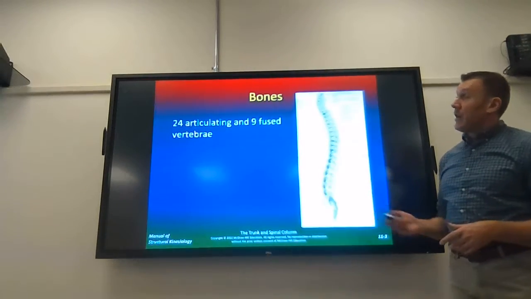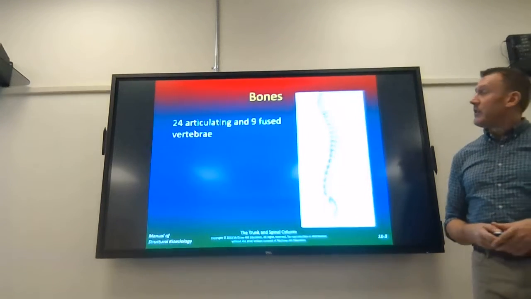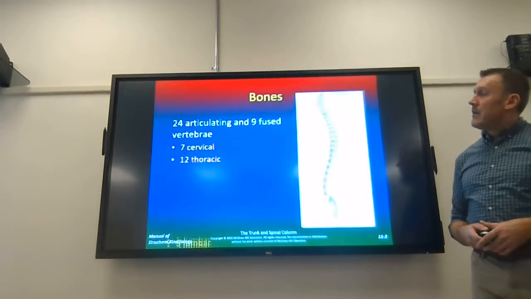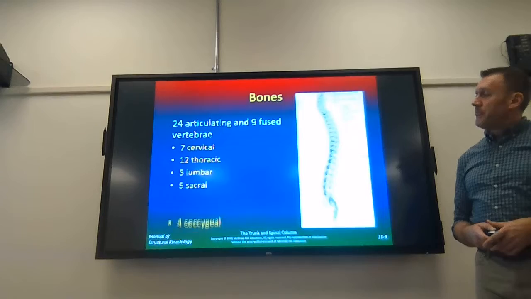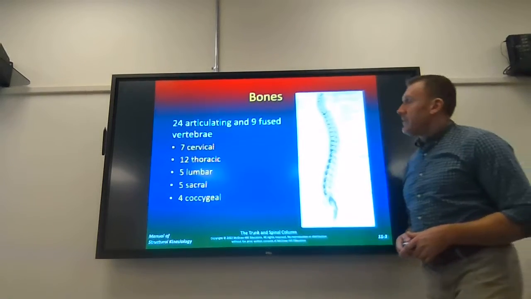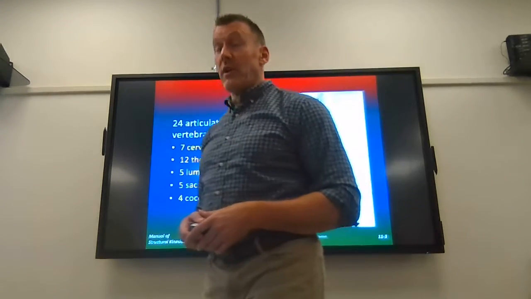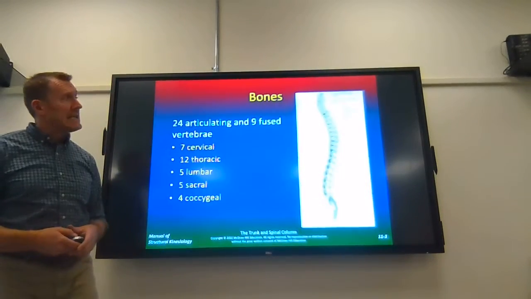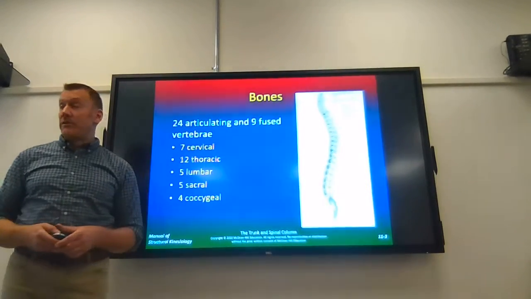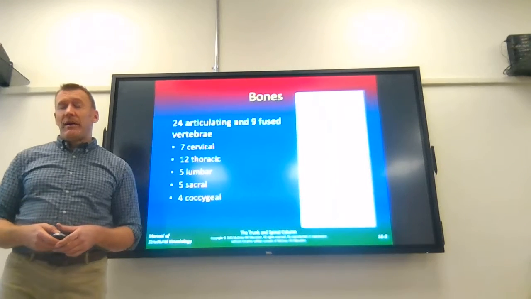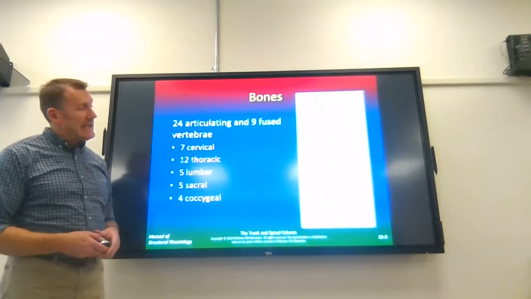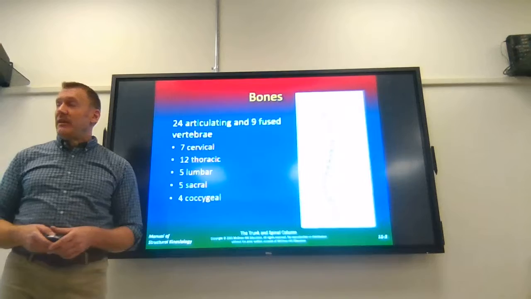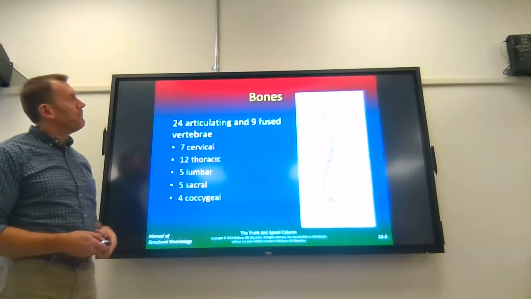Okay, so 24 articulating and 9 fused, so 33 altogether. Count them up. Notice that the spine has normal curves. The thoracic and the sacral are curved posteriorly, and then the cervical and lumbar are curved anteriorly.